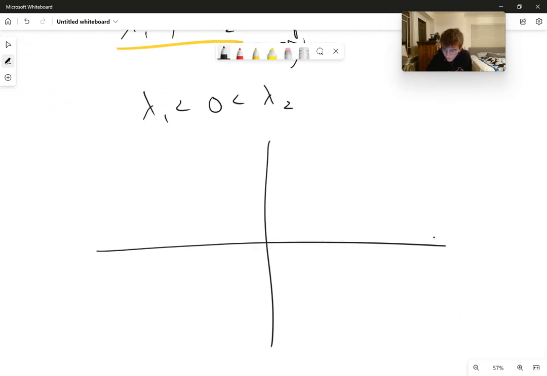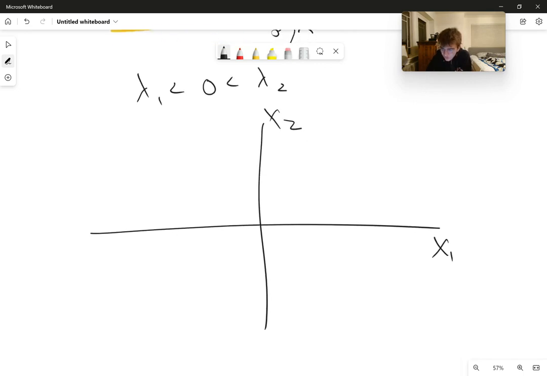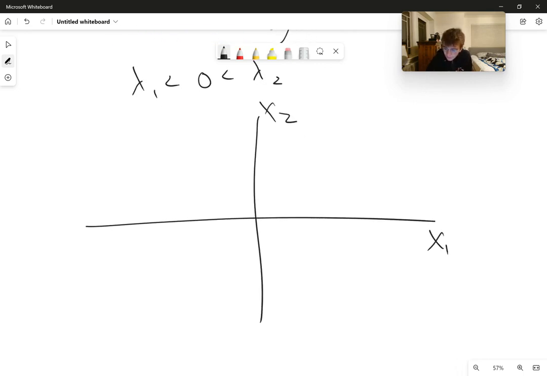So let's again figure out what happens with our system. Okay, might be a nice exercise for you to try this yourself, but essentially we're going to have c1 v1 e to the lambda 1 t plus c2 v2 e to the lambda 2 t.